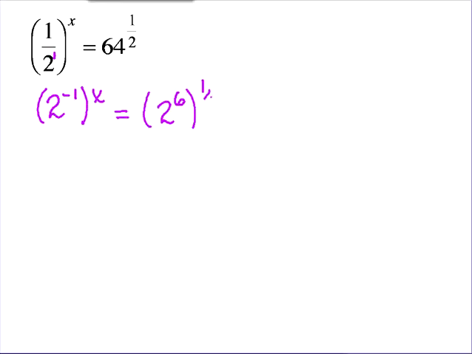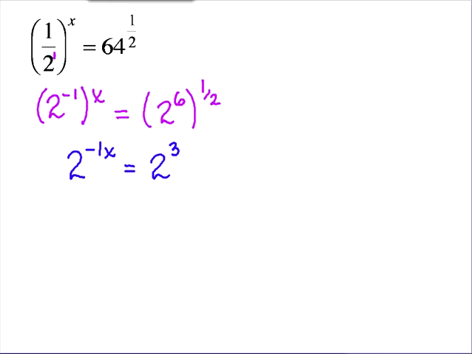Okay. So now all I need to do is go ahead and apply my properties of exponents. And so on the left side I have 2 to the negative 1x, negative 1x, equals, on the right, 2 to the 6 halves, yep, 6 halves, which is 3. Okay, that makes sense.